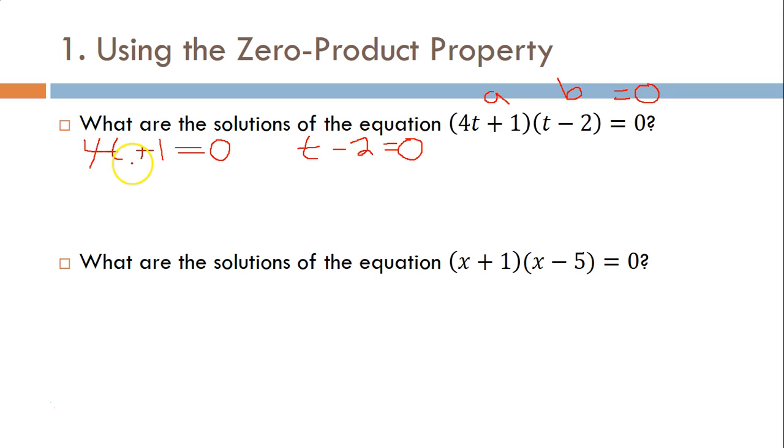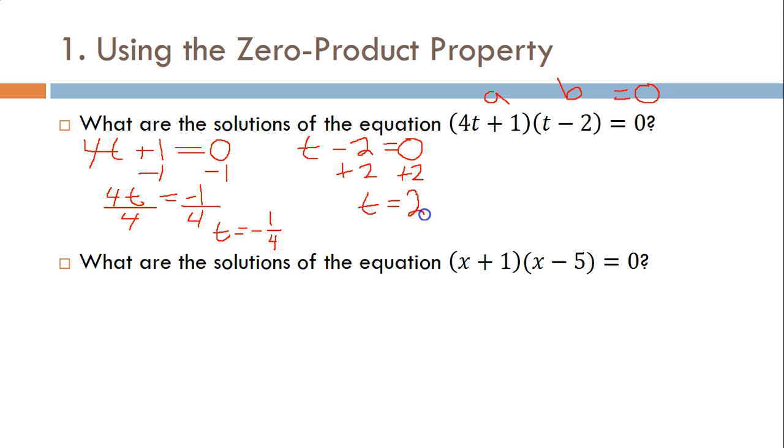So solving is just like normal. This is a two-step equation. You subtract 1 on both sides. You've done this before. 4t equals negative 1, and you divide by 4 on both sides, and you get t equals negative 1/4. Make sure you put the negative sign in the right spot. So t equals negative 1/4, that's one. And then you solve this one, add 2 on both sides, and you get t equals 2.